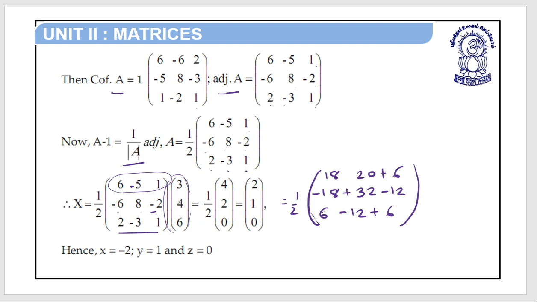So 1 by 2, 18 plus 6, 24 minus 24, 32, 18, 12, 30, so then 2 minus 12, 6 plus 6, 12, 12 minus 12, 0. So we will get 4, 2, 0, 1 by 2. So divide by 2: 2, 1, 0. So X is equal to, putting the values of x, y, z and comparing, x is equal to minus 2, y is equal to 1, and z is equal to 0.